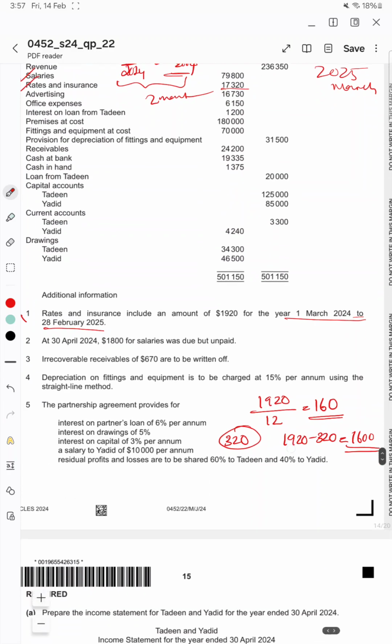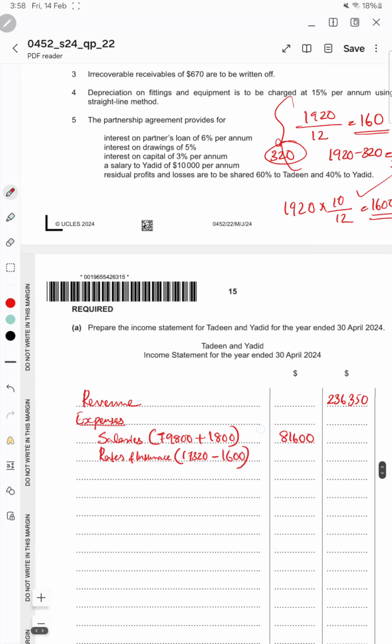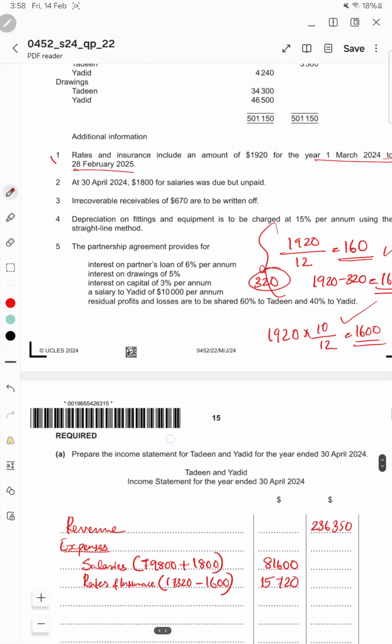So it's 10 months. Either you can calculate through this method, or you can calculate 1920 into 10 divided by 12. That will also give the correct figure. 1920 into 10 divided by 12 will be 1600. Okay, this also will give the same amount. So either you can follow this method or that method, based on your logic. So 1600 should be deducted from that, and you will get 15,720. Okay, so that is also done.